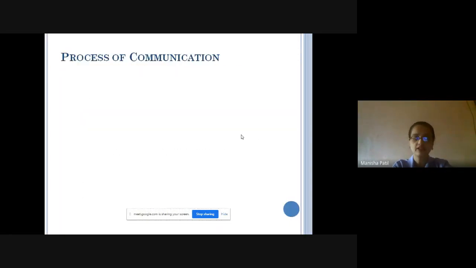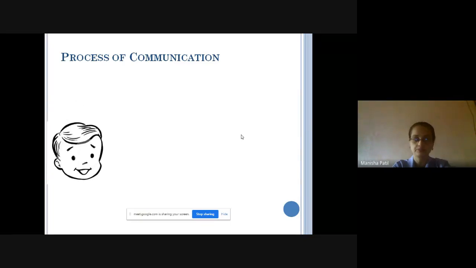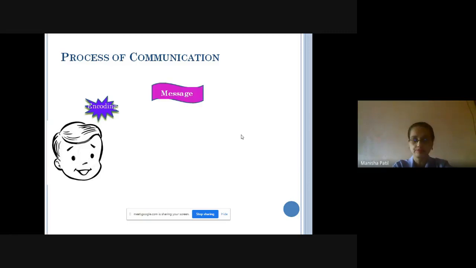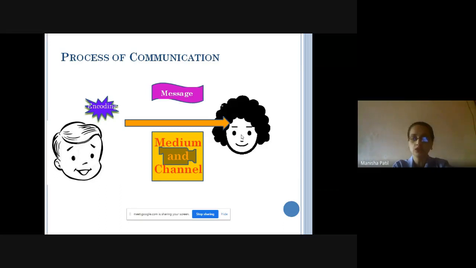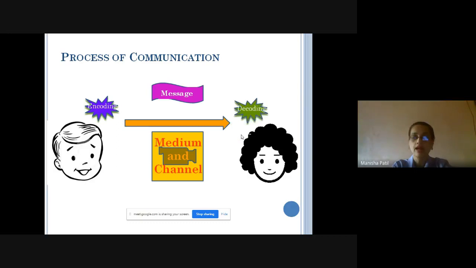Next, process of communication. You have sender, an idea comes to his or her mind, then that idea is converted into the message. That process of converting the idea into the message is known as encoding. This message is sent through medium and channel to the receiver, and receiver converts that message back into code. That code is decoded and the message is understood. The process of understanding the message is decoding.